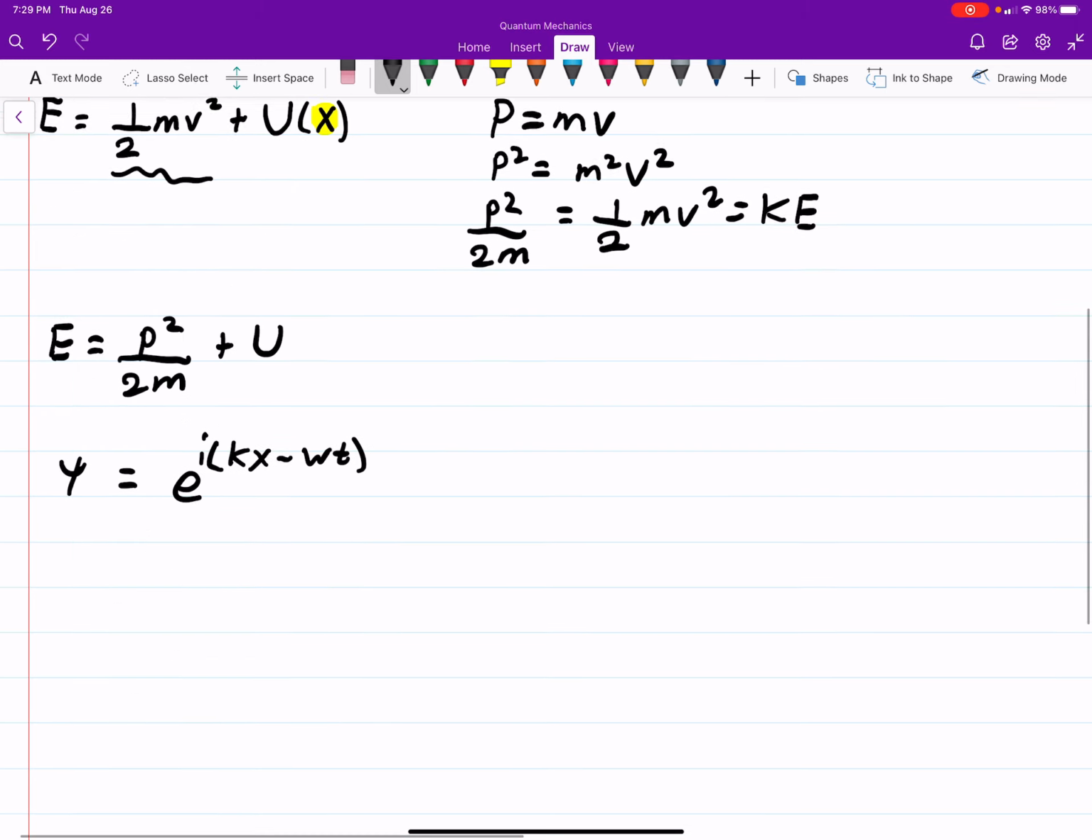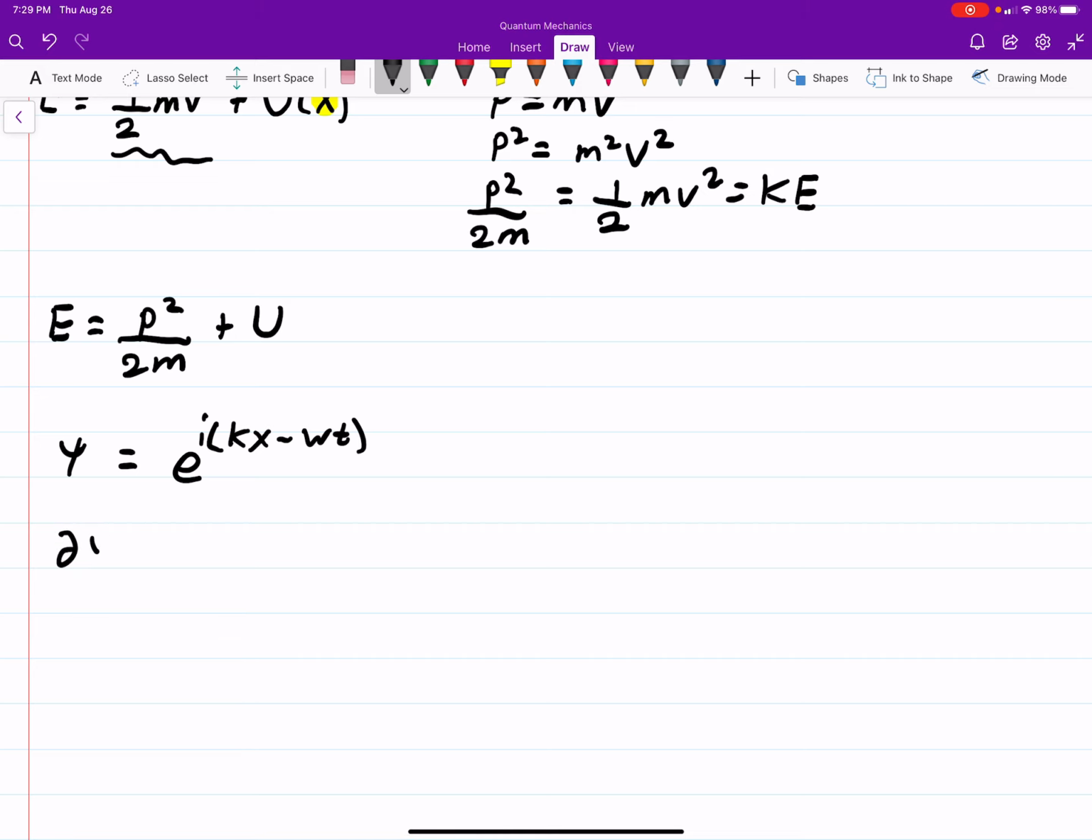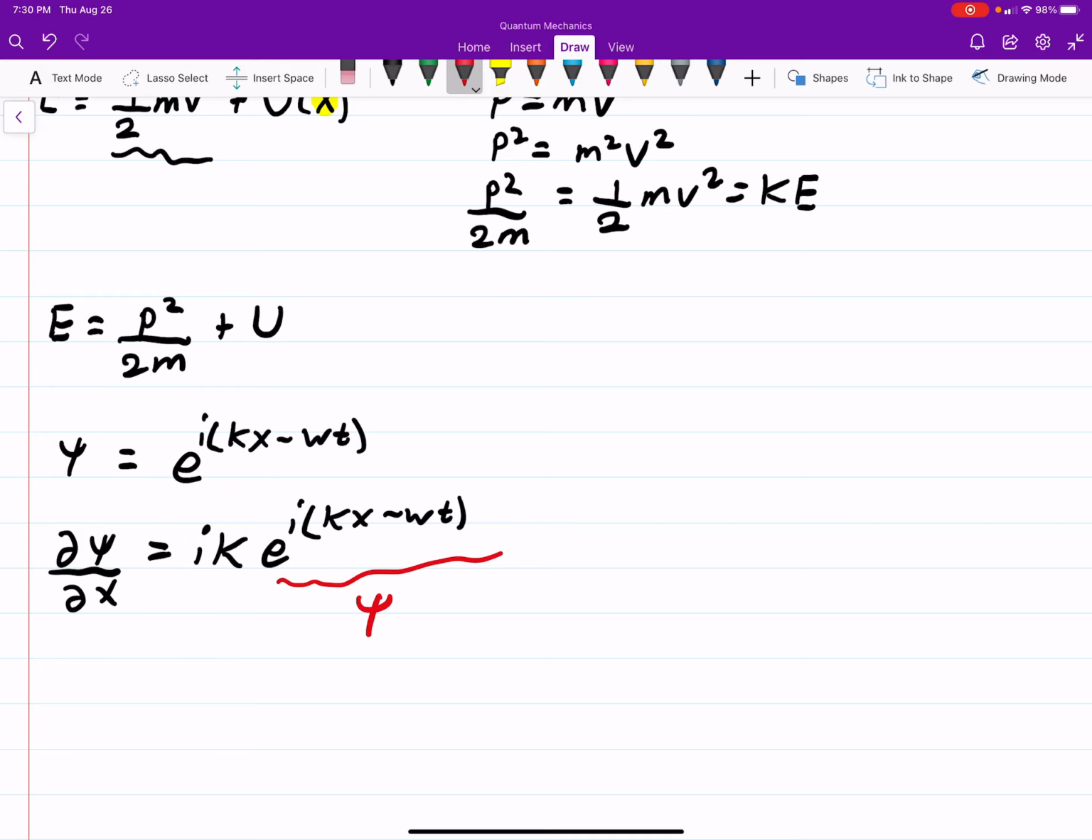And if we take the derivative of this with respect to x, what happens? Well, your i and k are going to come down. This is a partial with respect to x. And then it's an exponential, so these are actually really easy to do when we're doing the derivative. And this part is just psi. So I could say this whole thing is just i k psi.